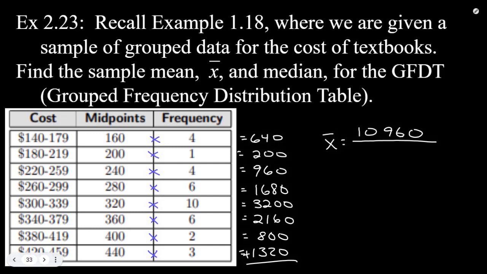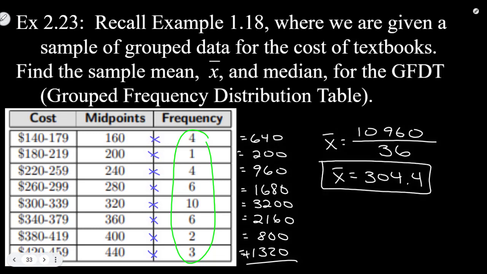Then we want to figure out how many values we had. So we've got to add up all these frequencies, because each one of those represents a response or a person spending that much money. So 4 plus 1 plus 4 plus 6 plus 10 plus 6 plus 2 plus 3. And that gives us 36. So we will divide by 36. 10,960 divided by 36 gives us, and again, we'll round to the nearest tenth, $304.4, and that is our x bar for this particular example.